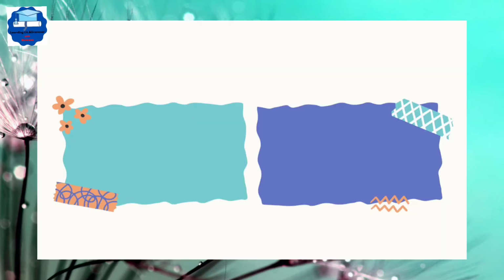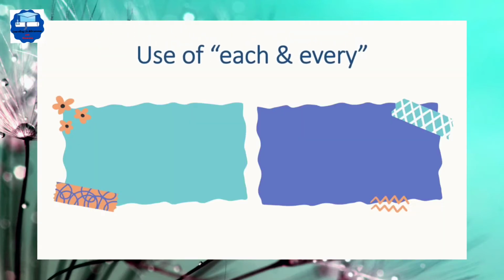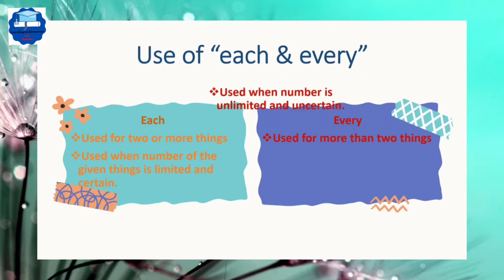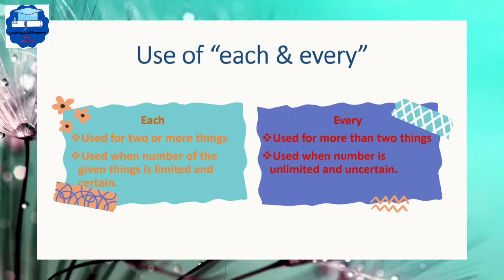First of all, we will learn the use of each and every. Each is used for two or more things. It is used when the number of given things is limited and certain. It is used when we are sure about the number of the things. Every is used for more than two things. It is used when the number is unlimited and uncertain.